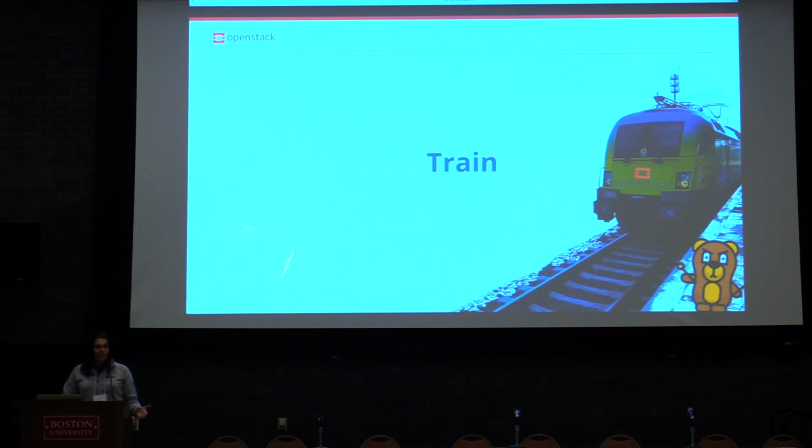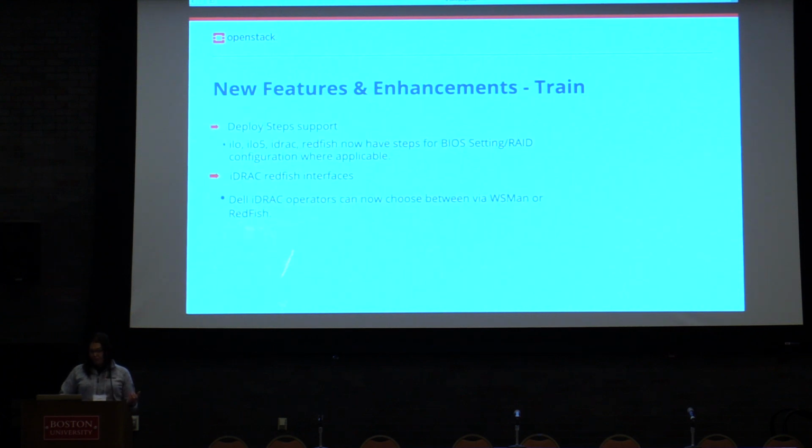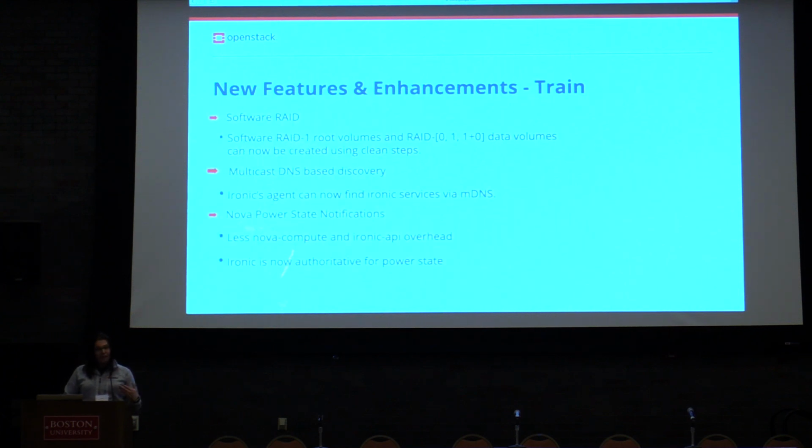So, kind of explain where things are going. This train was our last release, and we added a number of new features, one being software RAID support, another being multicast DNS support so that Ironic services can find each other on a network. You don't necessarily need additional configuration. We also became the authoritative state for power information, which was kind of a big change for the compute universe.